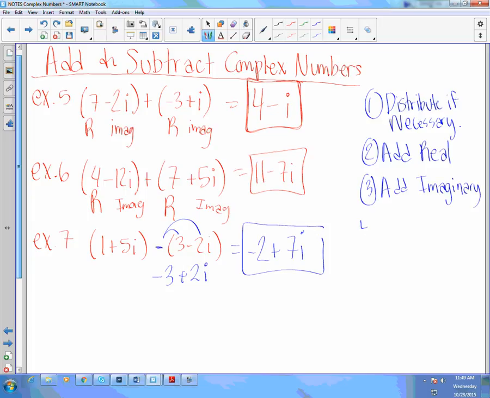And then you just need to make sure your answer is in standard form. Standard form is a plus bi, or real plus an imaginary. It's really not too much different than our normal add and subtract by terms. The only difference I think is the order at the end of your answer. The real part first and then the imaginary part second. Any questions on add and subtract?